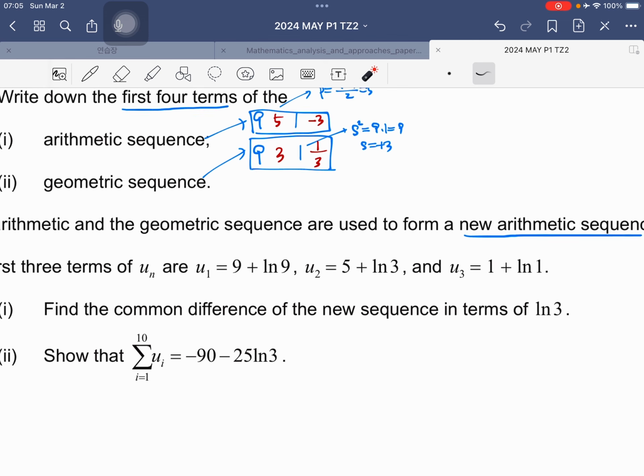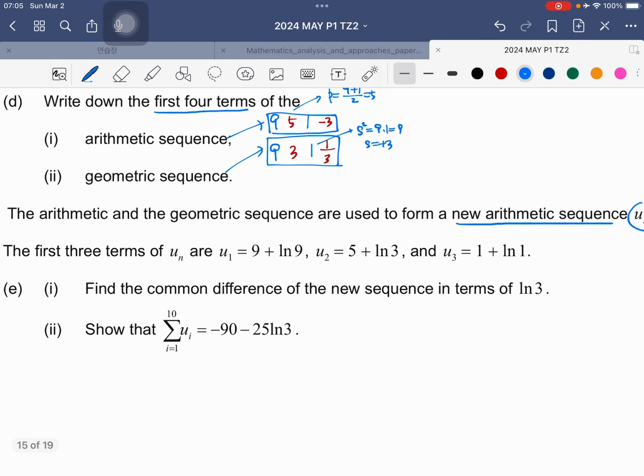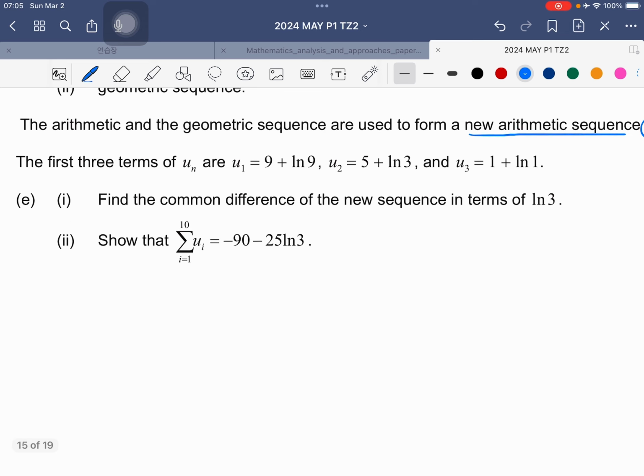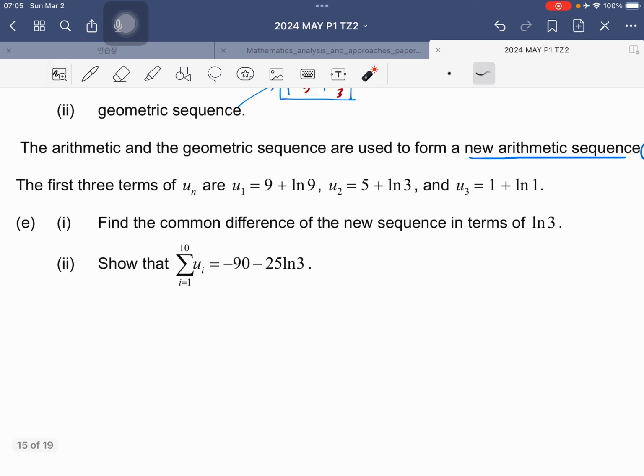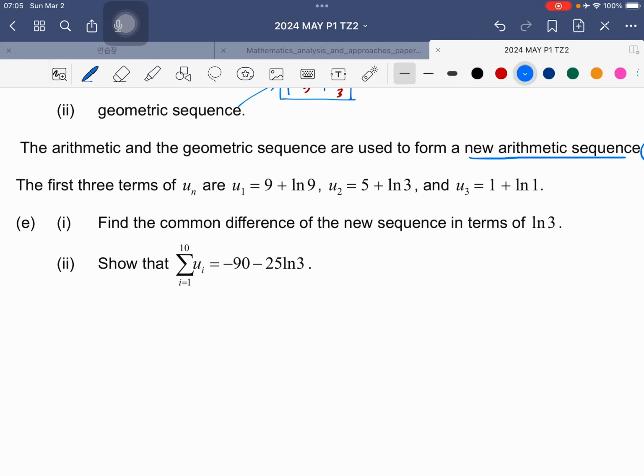For the second term, the number after ln starts with 9, 3, 1. So the next number will be ln 1 over 3. You see the pattern now, right? So find the common difference of the new sequence in terms of ln 3. They said this is a new arithmetic sequence, so whatever sequence, it must comply with the arithmetic mean rule.